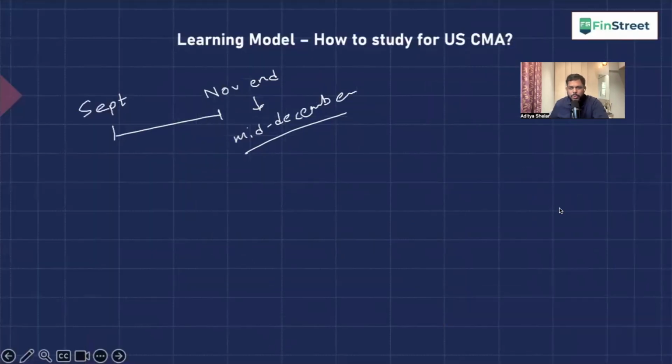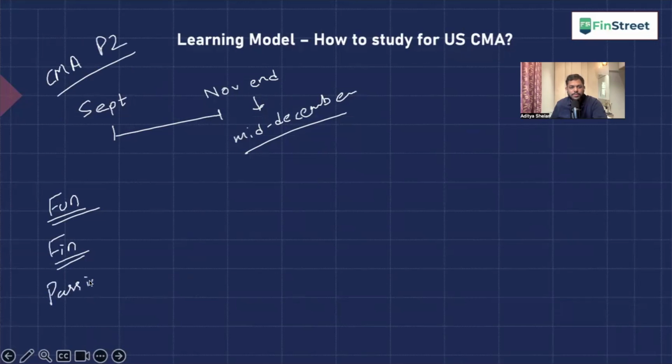So the end-to-end plan will be shared with you. Sir, part 2 ka paper pehla dena hai kya? Yes, that's the strategy. We are preparing for CMA part 2 first. Reason being, it's more fun to study. Secondly, it has more to do with finance than accounting. And third thing, passing percentage in my experience has been higher for part 2. For all these 3 reasons, we prefer CMA part 2 first and then CMA part 1.